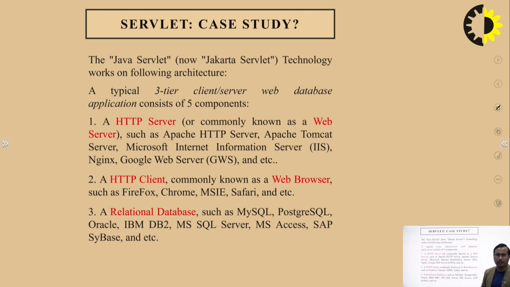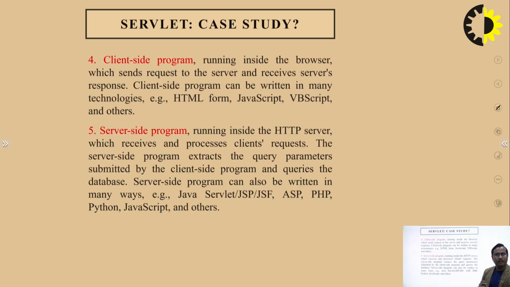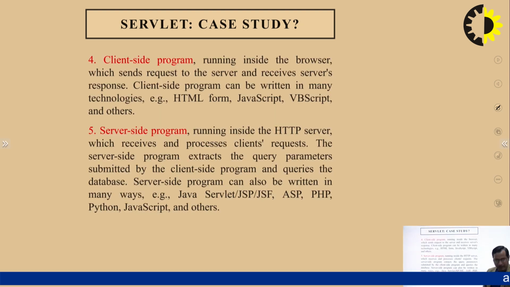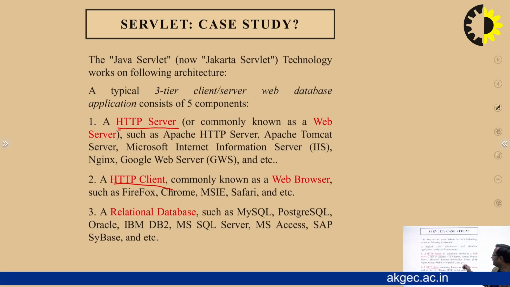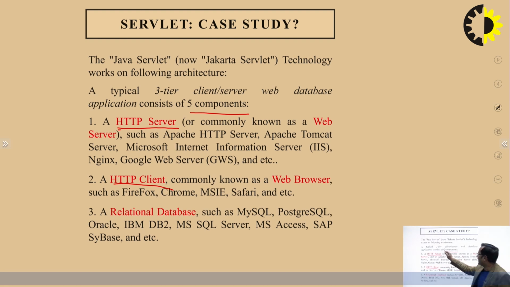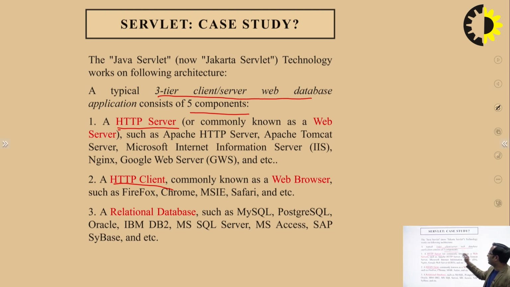So we can understand this servlet by these components. Java servlet, now also known as Jakarta servlet technology, works on the following architecture. We can see we need 5 components here: an HTTP server, an HTTP client, a relational database, client side programs and server side programs. We need these 5 components to create dynamic web pages. This is known as the typical 3-tier client server web database application architecture, consisting of these 5 components.